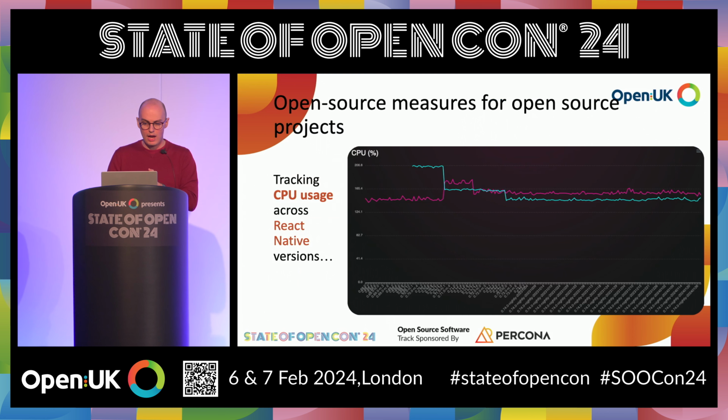Also, I want to point out that we're starting to use it to measure performance for open source projects. So it's kind of fun to have an open source project measuring performance for open source projects, because we're currently tracking CPU usage across React Native versions, and React Native is an open source mobile apps framework by Meta.